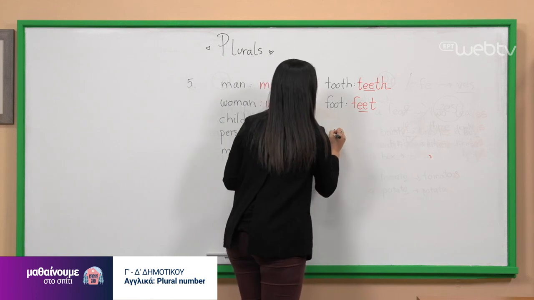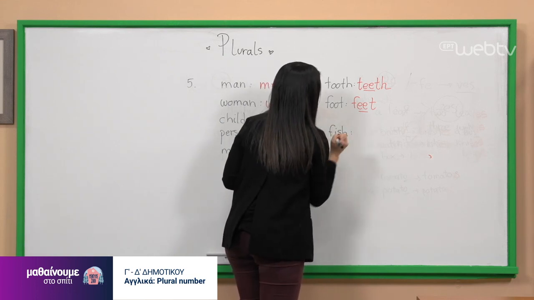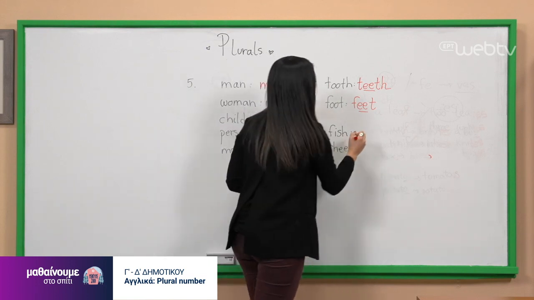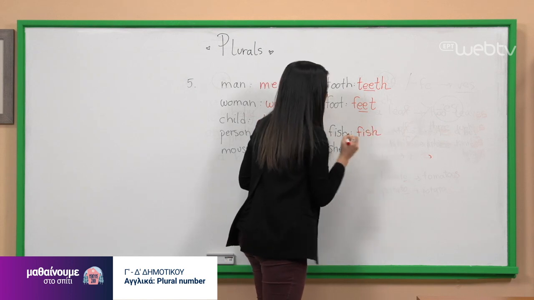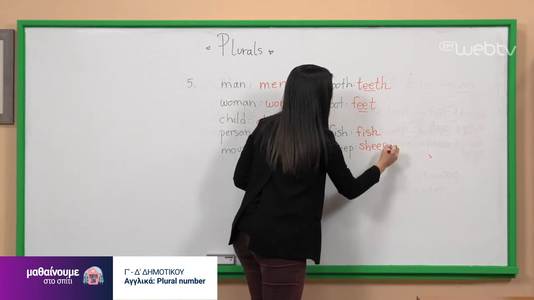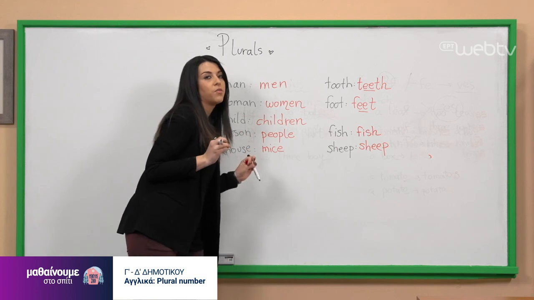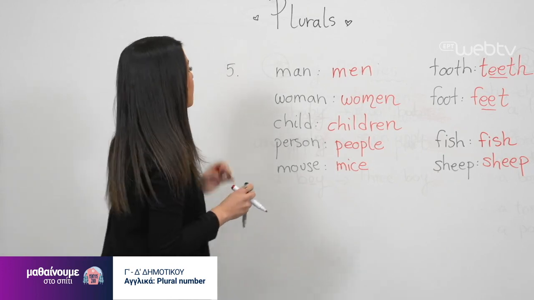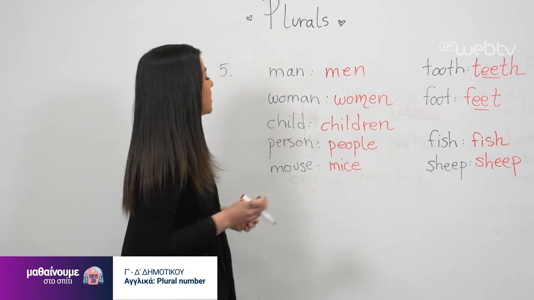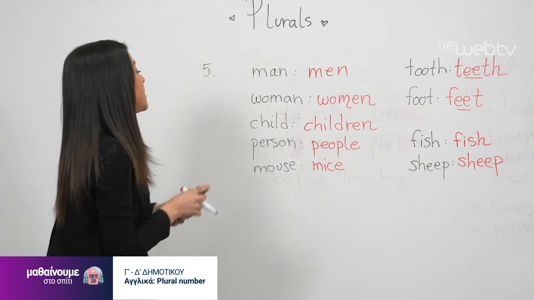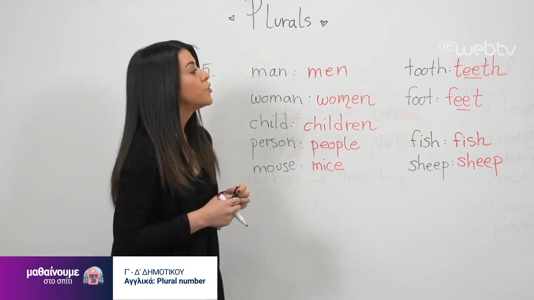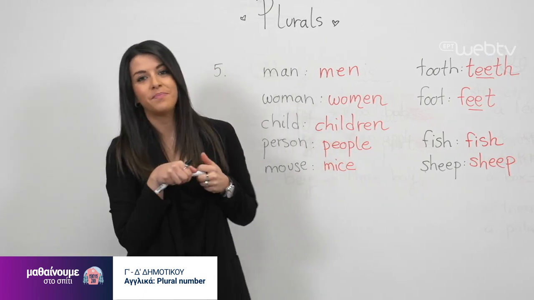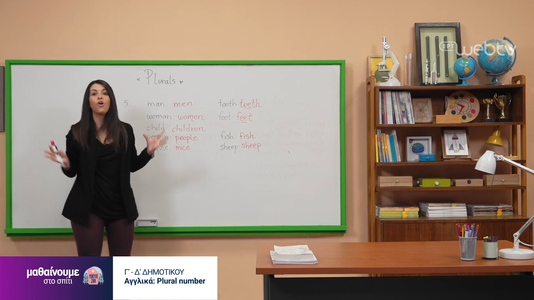And then, two stay the same, exactly the same. These are fish, το ψάρι, and sheep, το πρόβατο. Fish becomes fish, and sheep becomes sheep. Υπάρχουν και κάποια άλλα, αλλά δεν θα τα μάθουμε τώρα, δεν είναι σημαντικά. Αυτά είναι τα πιο βασικά, the most important ones. So, we have man, men, woman, women, child, children, person, people, mouse, mice, tooth, teeth, foot, feet, and then the same, fish, fish, sheep, and sheep. So, these are all the rules.